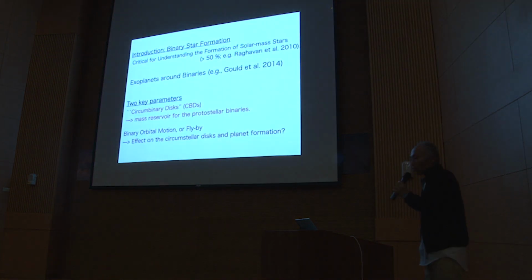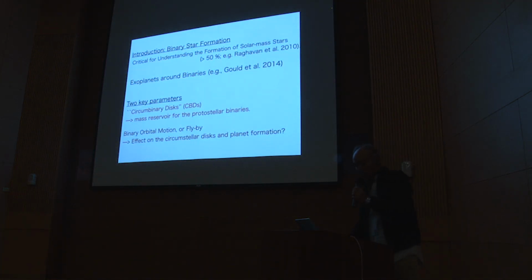Let me start with the introduction: binary formation. As you know, more than 50% of solar-type stars are in binaries. So binary star formation is critical for understanding the formation of solar-type stars. I also checked that there are more than 150 to 170 exoplanets around binaries, so binaries are also important in planet formation.